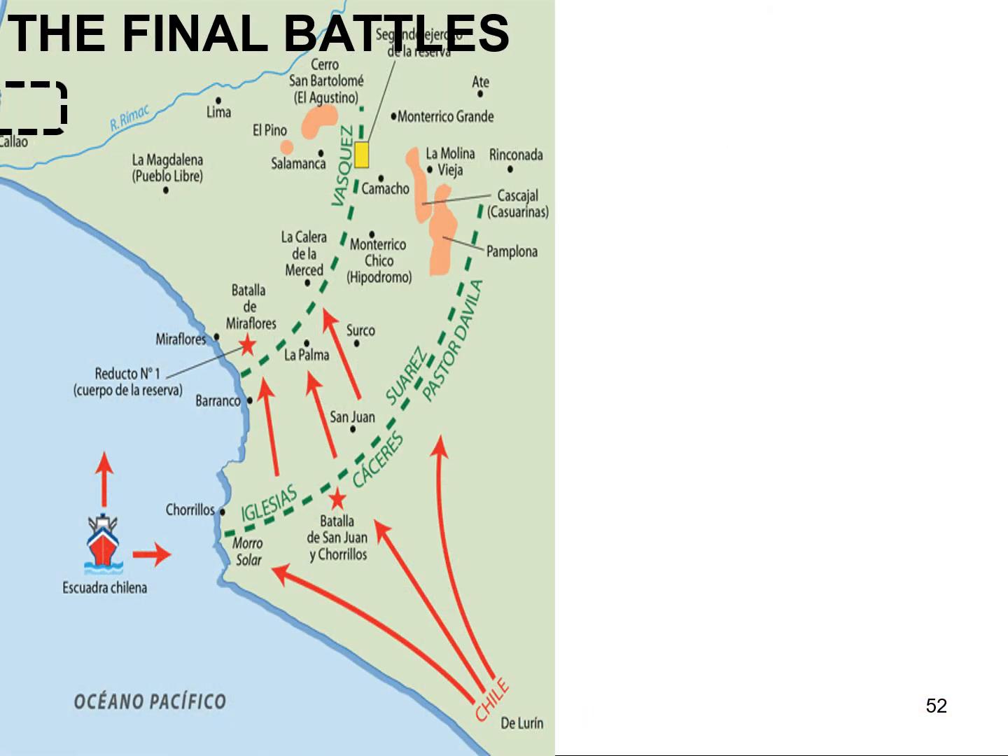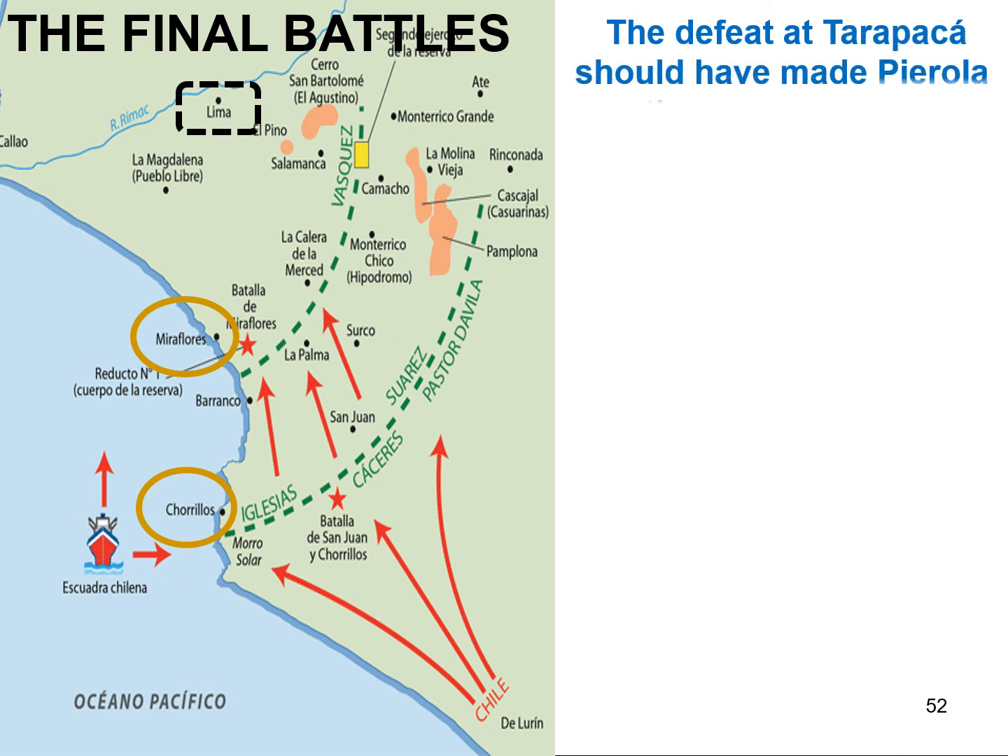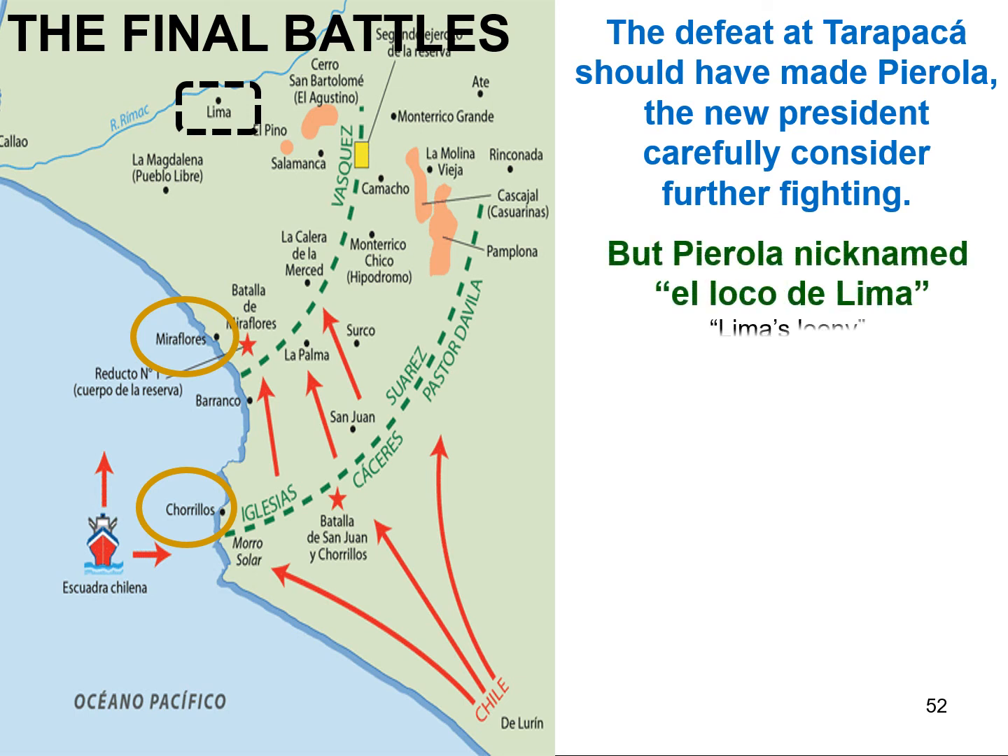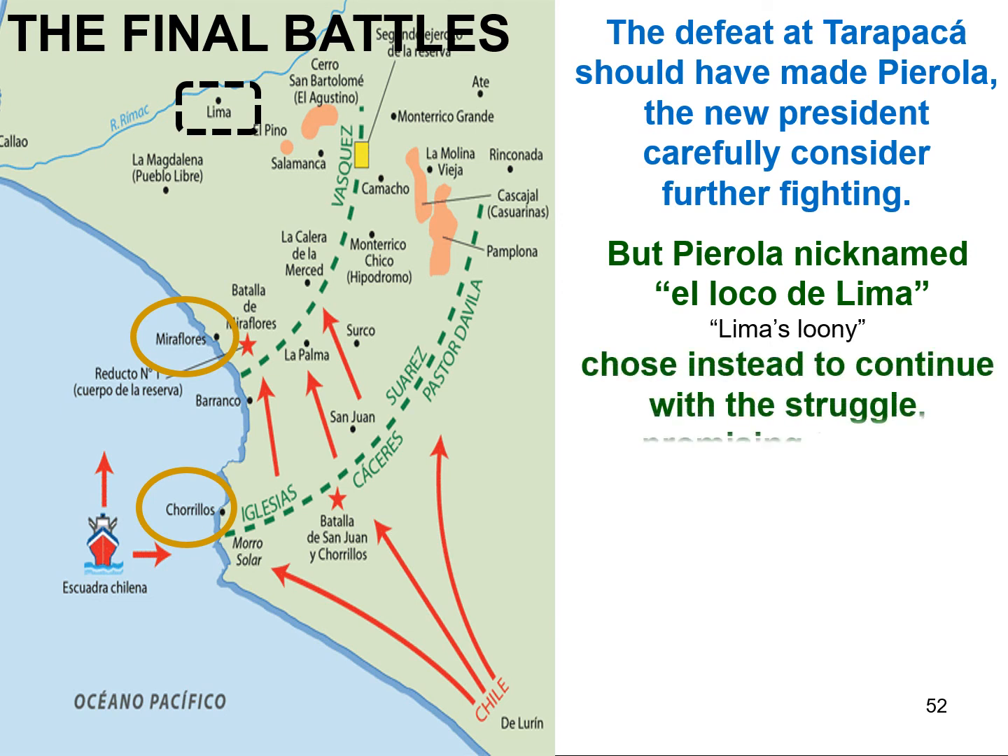The final battles of Lima took place in the suburbs, at Chorrillos and then Miraflores, as the Chilean army moved northwards against the 4 Peruvian divisions headed by Iglesias, Cáceres, Suárez, and Dávila. The defeat at Tarapacá should have made Pierola, the new president, carefully consider further fighting. But Pierola, nicknamed El Loco de Lima or Lima's Looney, chose instead to continue with the struggle, promising to resist to the last bullet.